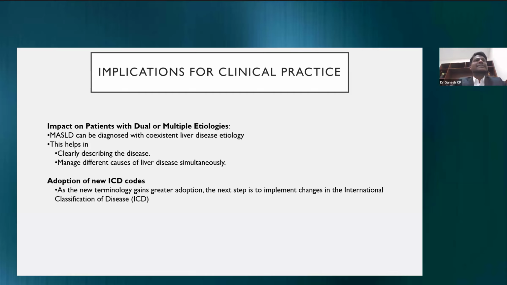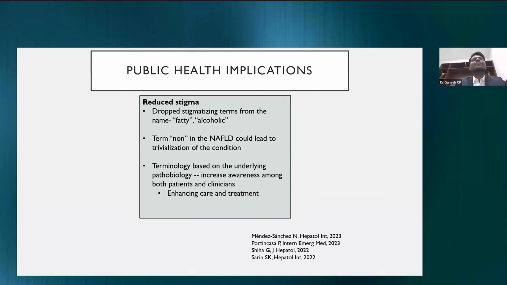The impact of this name change is that MASLD can now be diagnosed with coexistent liver disease. As I said, previously, if a patient was consuming alcohol, at whatever rate, he would not come into the definition of NAFLD. Now, with this new entity called MetALD, they can be diagnosed along with the coexisting liver disease also. This clearly describes the disease and helps us understand how each disease coexists and how the disease progresses with the presence of metabolic dysfunction. This also helps us manage different causes of liver disease simultaneously. As the new terminology gains greater adoption, the next step is to implement this change in ICD. So what is the public health implication?